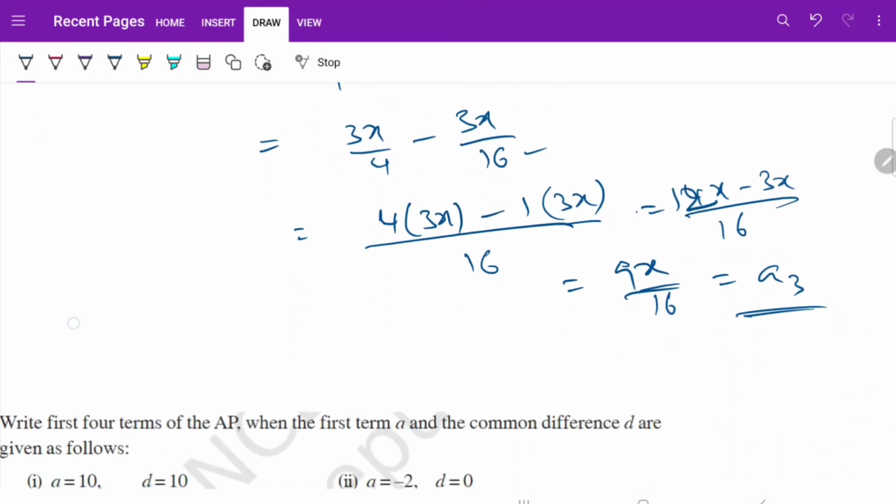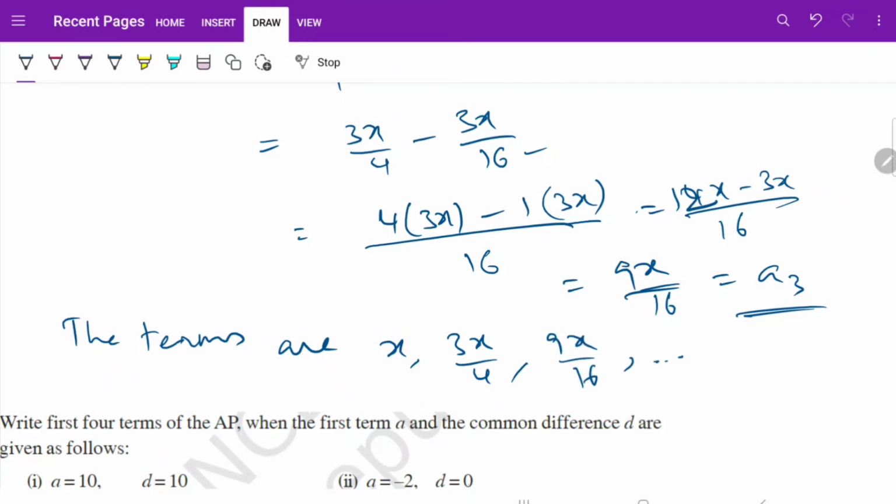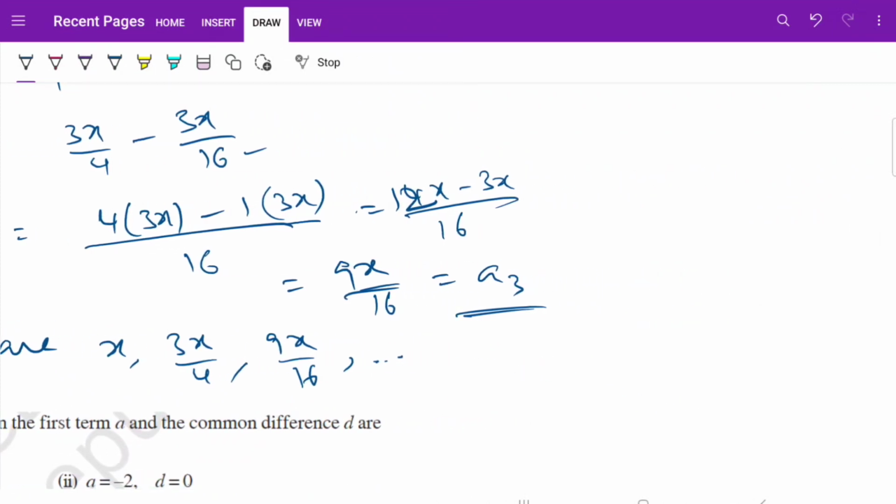So what about the series now? The terms are x, 3x by 4, 9x by 16 and so on. Now we need to find the common difference. How do we find the common difference? Second term minus first term. D we get as A2 minus A1. So what is A2? 3x by 4. What is A1? x.